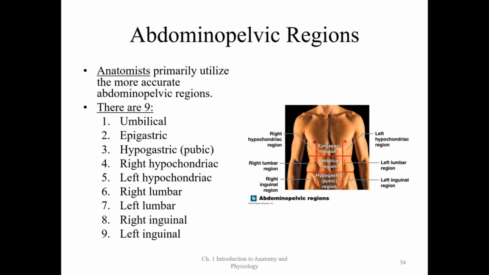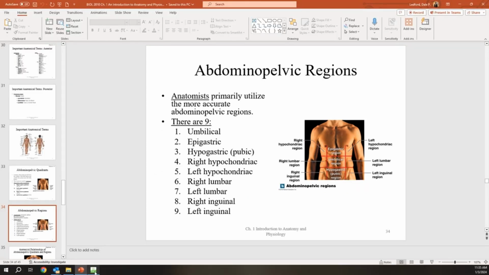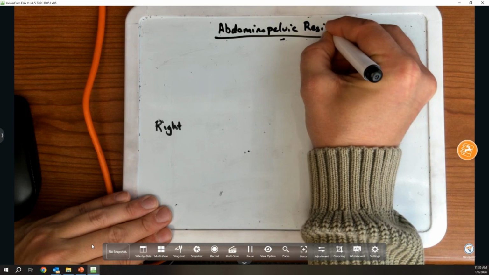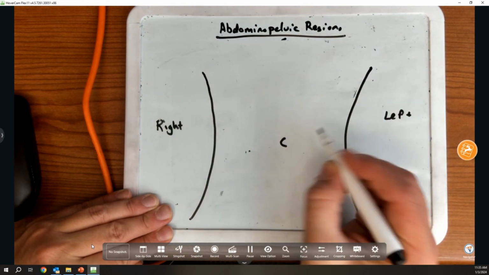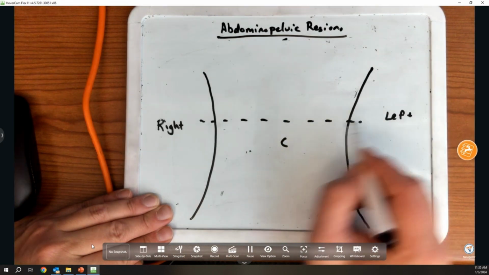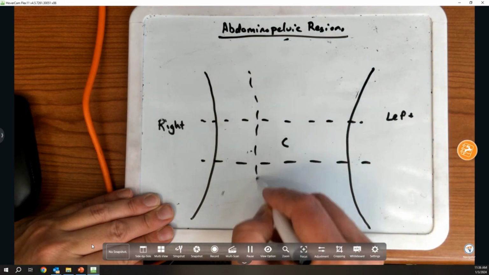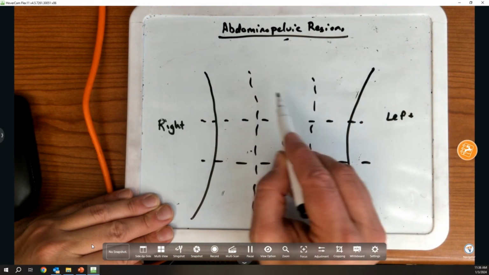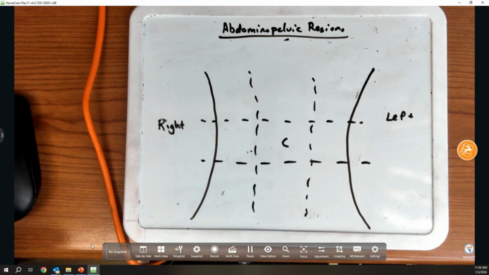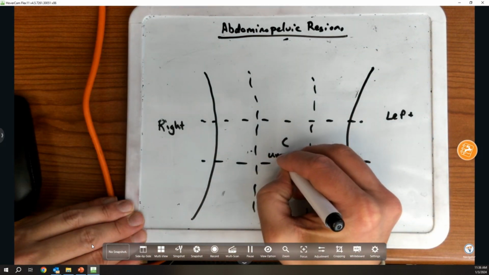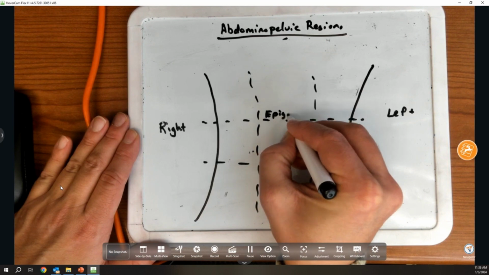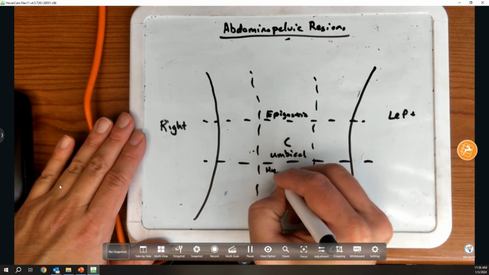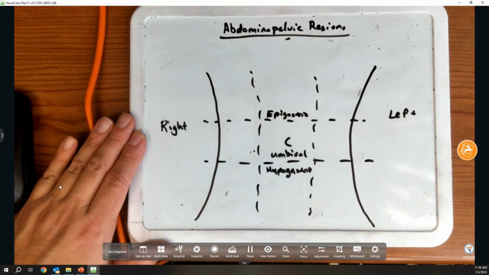because it's more accurate. And these are the regions, okay? Abdominopelvic regions. So abdominopelvic regions, a little bit different. Now let me make this a little larger. There's a belly button. And there is 1, 2, 3, 4, 5, 6, 7, 8, 9 of these, okay? Now we're going to start in the middle with the umbilical. Then we're going to go above that and have the epigastric, and below that the hypogastric, okay?